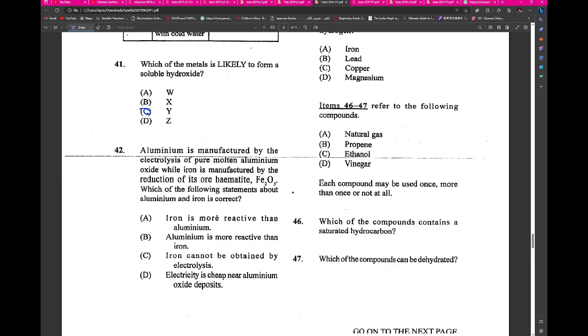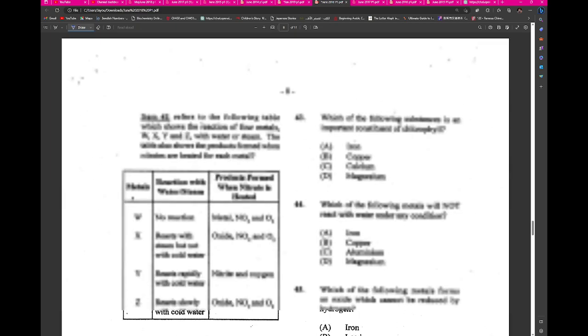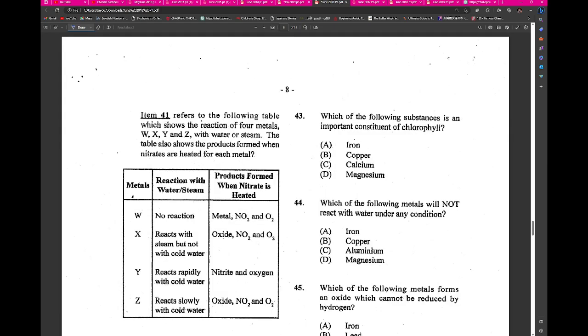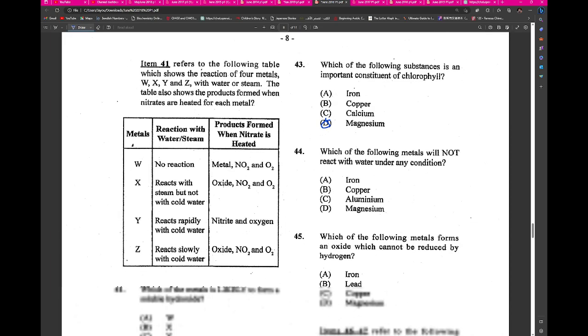Alright, so what are we looking at? Which one is more reactive? Alright, so it's going to be iron. Iron is more reactive than aluminum. Alright, which of the following substances is an important constituent of chlorophyll? Magnesium. Which of the following metals will not react with water under any condition?